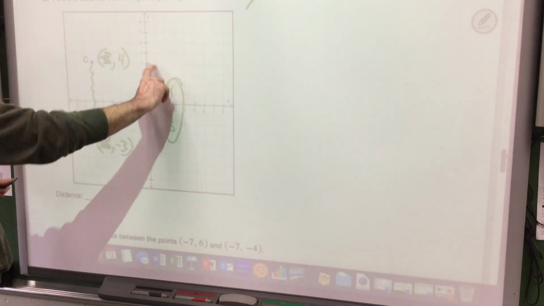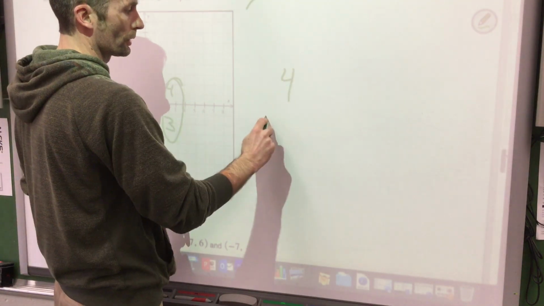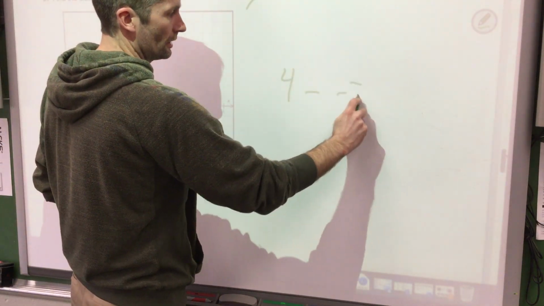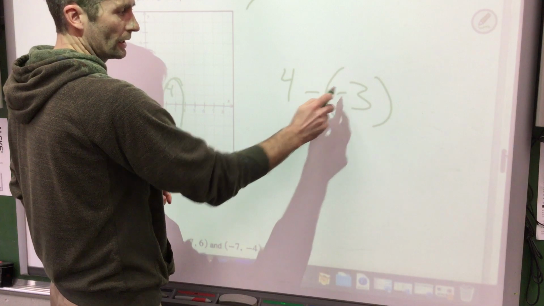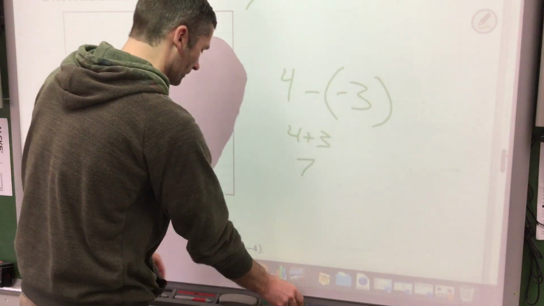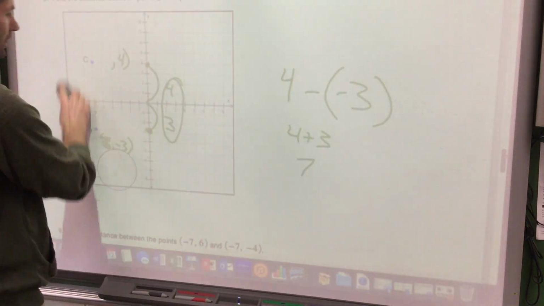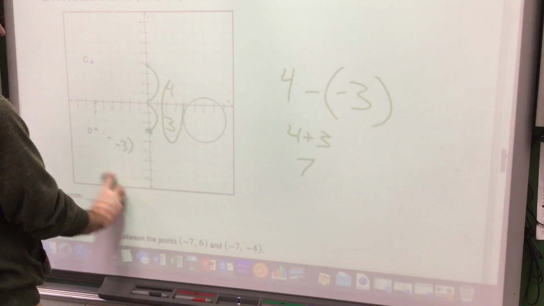But you can also find distance to 0, distance to 0. This is the same as 4 minus negative 3. If we have two negatives, it's a positive. 4 plus 3, 7. Don't say they're 1 apart from each other. You can just look at that and see that that makes no sense.